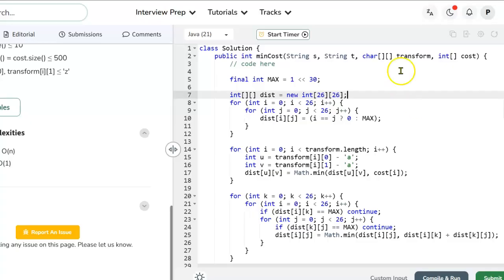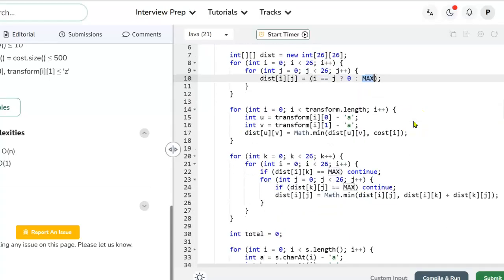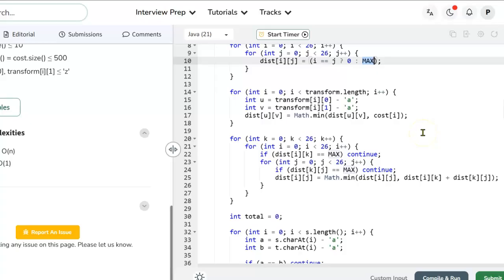Now, for letters that are the same, like when I equals J, the distance is going to be 0. That's like distance from A to A or B to B. But the initialization of any letter to any different letter is going to be max. Okay, there's our distance array.